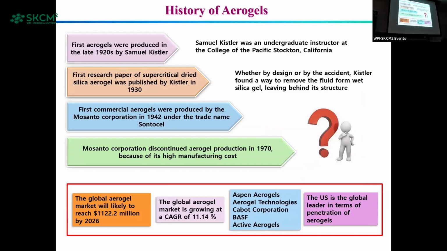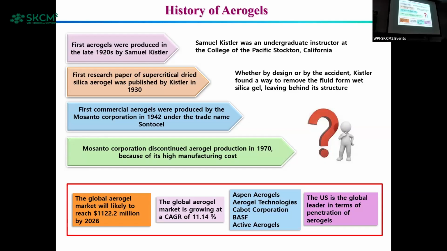Briefly about the history of aerogel. The first aerogel was produced by Professor Samuel Kistler. He was doing an experiment with silica gel, and accidentally removed the fluid from that gel, and obtained the three-dimensional solid network of silica only. The first aerogel paper was published in 1930 by Samuel Kistler in Nature, and the first aerogel company started with the product name Santocel in 1942 by Monsanto Corporation, but due to the cost of producing aerogel materials, they stopped production in 1970.